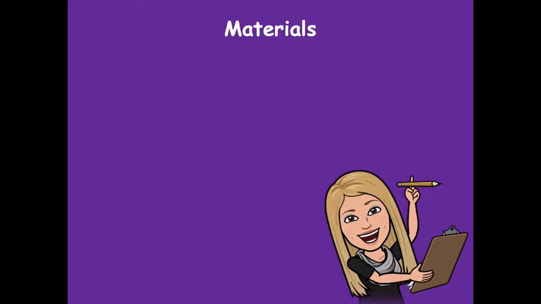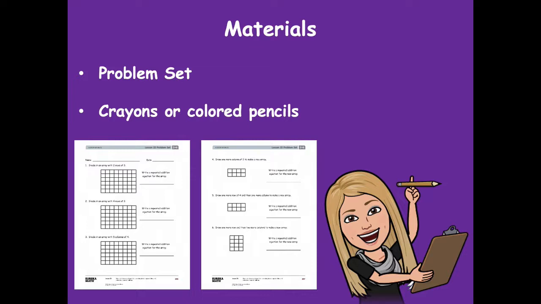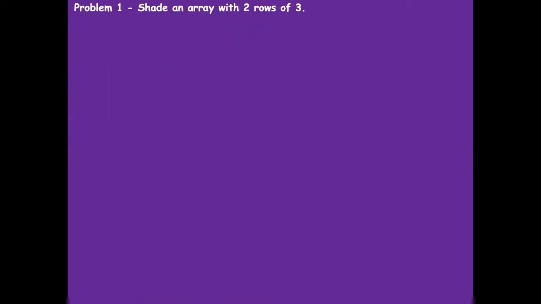So the materials that you'll need for this lesson are your problem set. We're actually going to complete this together, so make sure that you grab that. And then once you finish this lesson, you'll be almost done with your problem set. Pretty cool. You'll need crayons or colored pencils. And then again, there's your problem set. And notice how it has those grids on there? That's actually what we're going to be shading or coloring today. All right, so let's jump in and look at problem 1.